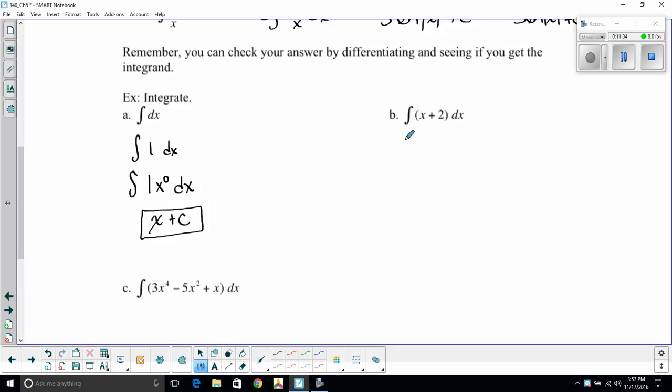All right, this one, well, you can split it up and say that's the antiderivative of x dx plus the antiderivative of 2 dx. Antiderivative of x is 1/2 x squared, and the antiderivative of 2 is 2x plus c.